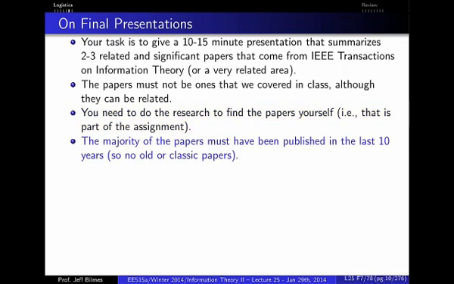The majority of the papers must have been published in the last 10 years. So basically you want to be somewhat present, because one of the goals of this class is that once you finish it, if you get a reasonable grade, you should be able to read any paper in Transactions on Information Theory. You should be up to the present line of research. That doesn't mean that you know everything, but it means that you should be prepared to learn anything.